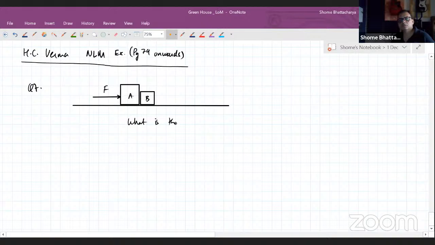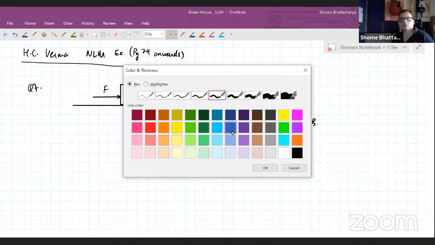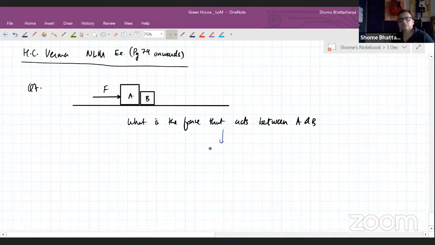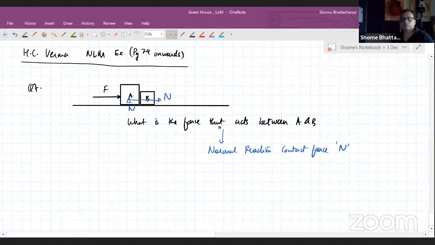What is the force that acts between A and B? The answer to that is a normal contact force. The force that will act is a normal reaction contact force, let's say N, that will act in this manner. A will push B and B will push A backwards like this. So no numerical analysis is required, just this is required.